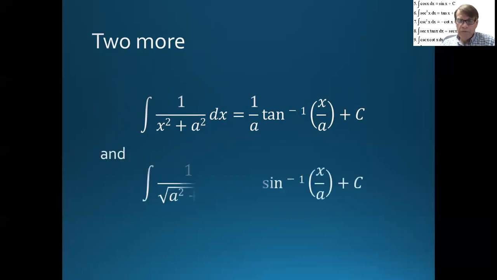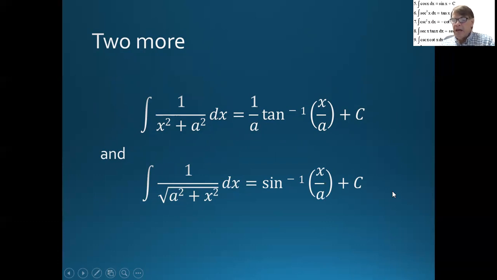Here's one last one for this video. If you have a rational function involving a square root in the denominator, the integral of 1 over the square root of a squared minus x squared dx is the inverse sine of x over a plus a constant.